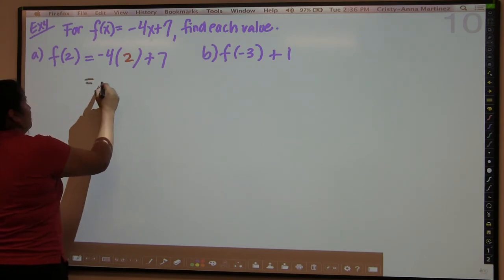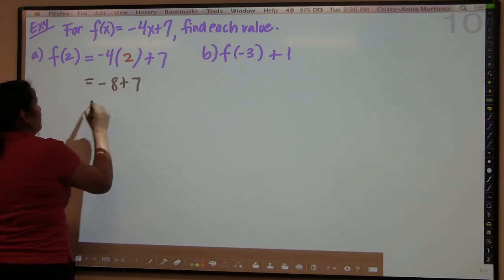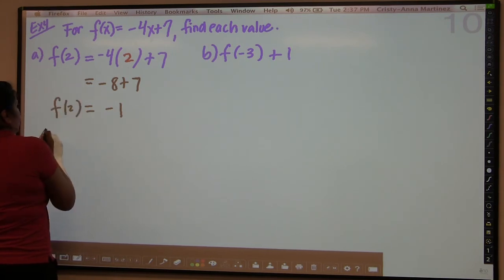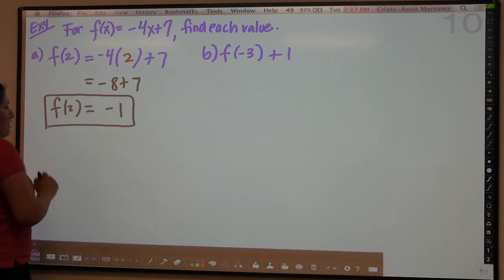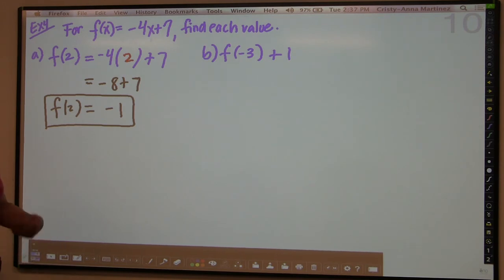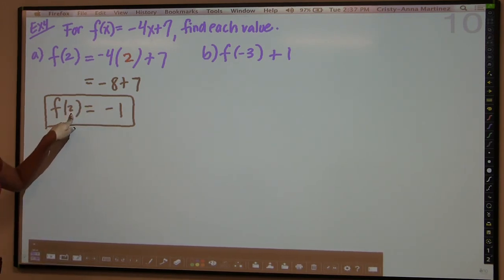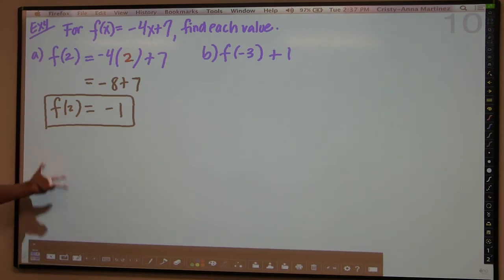So, -4 times 2 is -8 plus 7. -8 plus 7 is -1. So, f of 2 equals -1. In other words, the value of the function is -1 when x is 2. That's how you would say that. The value of the function is -1 when x is 2.